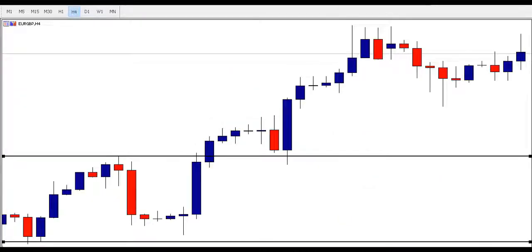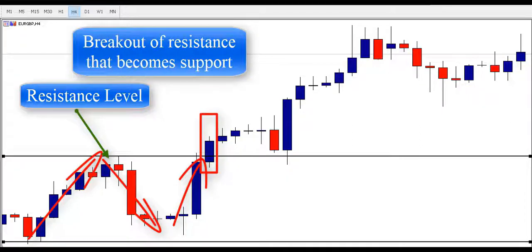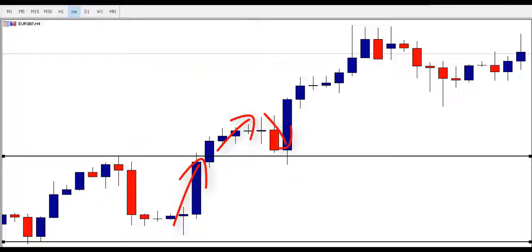Let's look at another example. As we note, the market came up, hit and reversed, forming a resistance level. When the market approached this level, prices didn't respect the resistance level, and it was broken, which indicates that buyers are stronger than sellers. But this level will be considered a reference point and becomes support. And as you can see, the market pulls back to the resistance that becomes support and goes up.